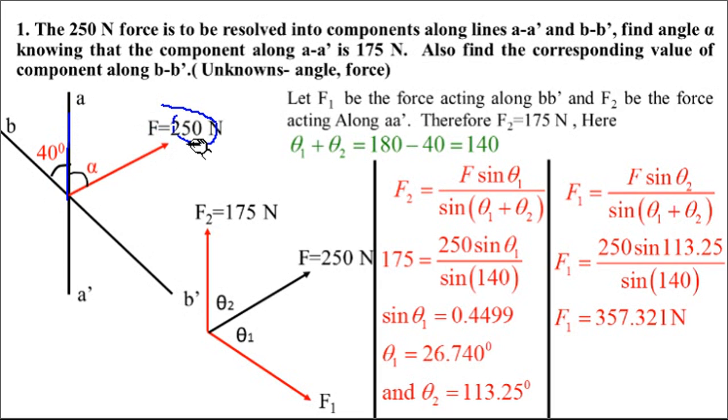But as the force is given here, I must mark this as one of the forces, that is A dash, and this will be the other force along BB dash. Suppose this one is F1 and this one is F2.